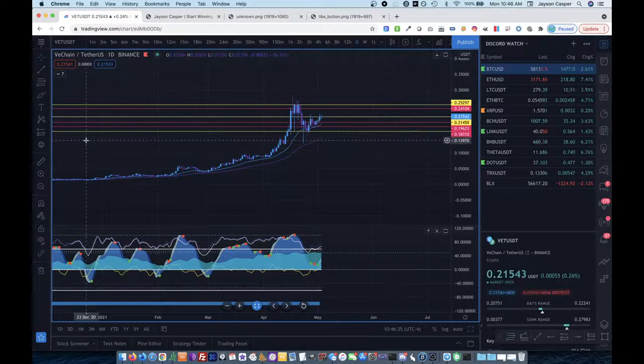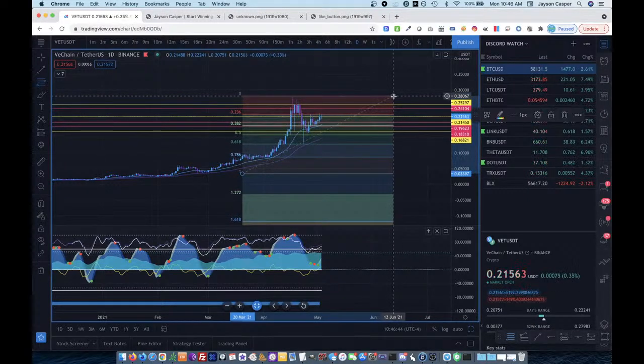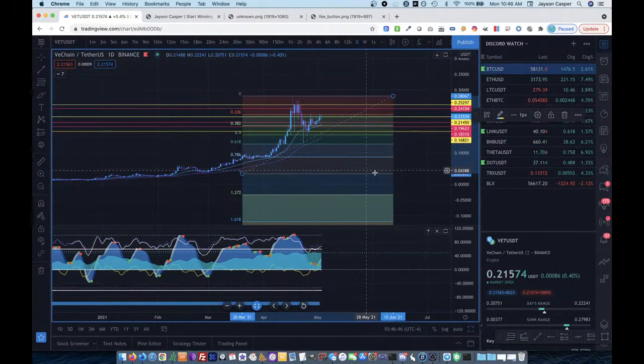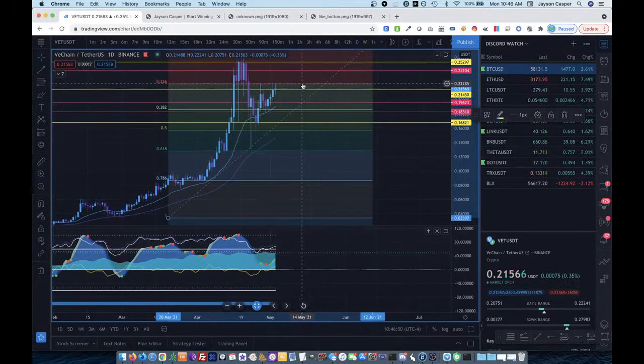No, we're going to pull our fib from the swing low to the swing high and see. Yeah, look at that, guys. So we got a perfect bounce off the 618. Perfect bounce off the 618, and right now we're finding resistance perfectly on the 0.236.